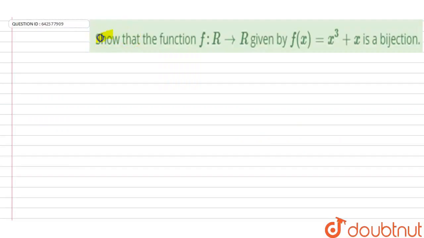Hello everyone, let's start the question. The question says: show that the function f from R to R given by f(x) = x cube plus x is a bijection function. We have to prove that the function f(x) = x cube plus x is a bijection function. So let's start the question.